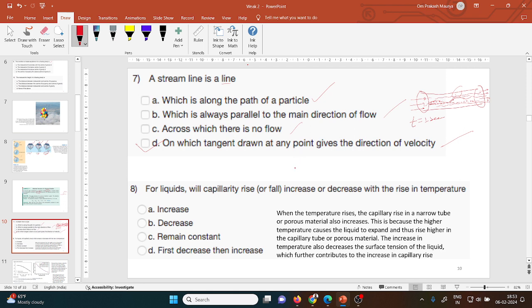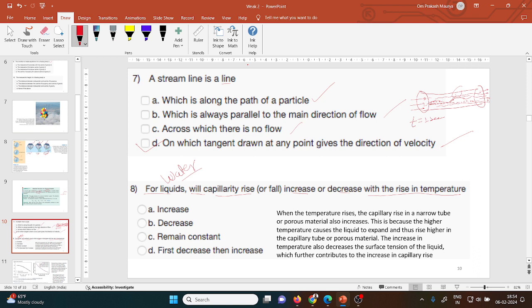Now coming to the next question. For a liquid, let's suppose water, I am talking about water here. For a liquid, will capillary rise increase or decrease with a rise in temperature? This is a very important question.